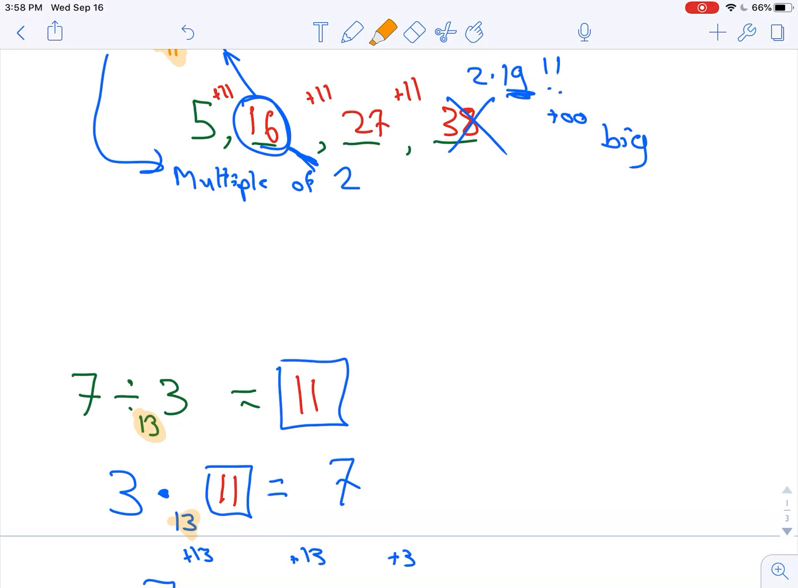Please take a look at this and try to understand this with respect to those division questions here in Chapter 1.